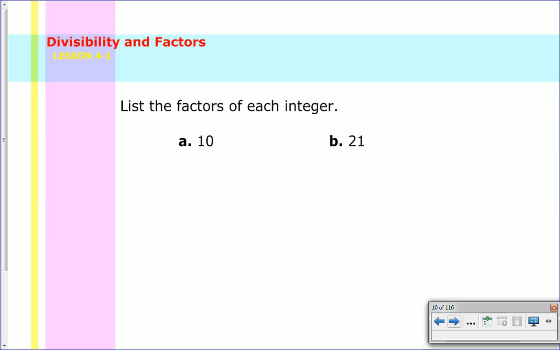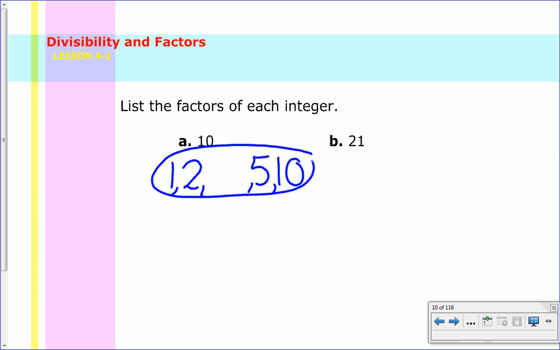All right, so we're looking at A here, which is 10. Again, I know 1 times that number always works. So then the next number is 2. Well, 2 times 5 does give me 10. If I try 3, well, 3 times 3 only is 9, so that doesn't work. 4 times 2 is 8. And then it brings me to 5. So these 4 are factors of 10.